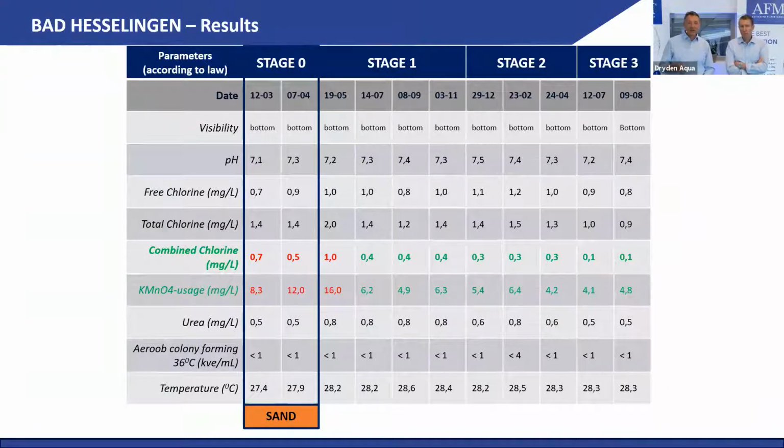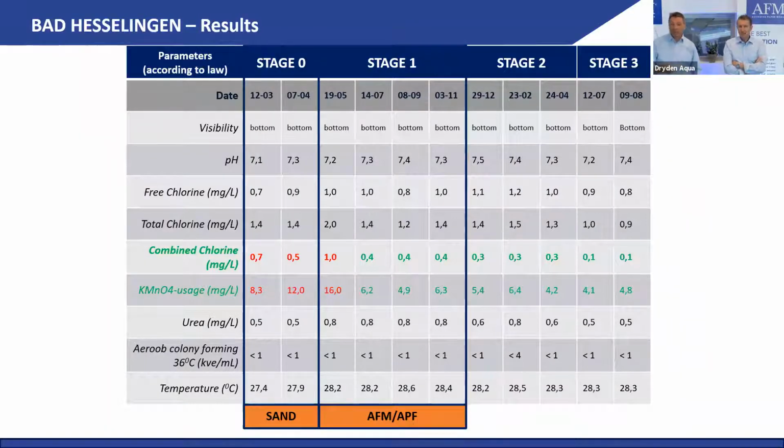Stage 0, that was with sand. You see, combined chlorine was 0.6. And KMNO4, remember KMNO4, that's the oxidability, the measurement for organic load, was, let's say, between 8 to 12, 10 on average. Then we changed to AFM, and you see here 0.4, 0.4, 0.4, all good, which is a reduction of 50% that we do not promise. In this case, it was a reduction. KMNO4, the organic load, was roughly 50% of what we had before.